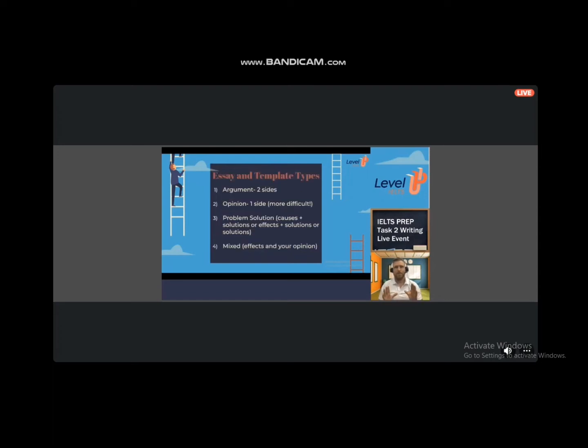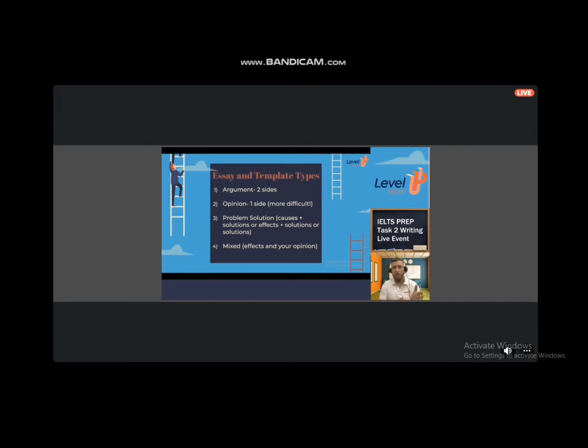So, essay and template types. There's a lot of different strategies online as far as deciding, this question is this type of essay. And this is just how we do it. We view every single task 2 question as one of these, okay? So no matter what the question is for IELTS, it's going to either be number 1, number 2, number 3, or number 4, okay? The first one there is the argument essay. I think some people might call that a discussion essay. We call it an argument essay. It's just a question that gives you 2 sides where you have to talk about your side and the other side, okay? So that's an argument essay.